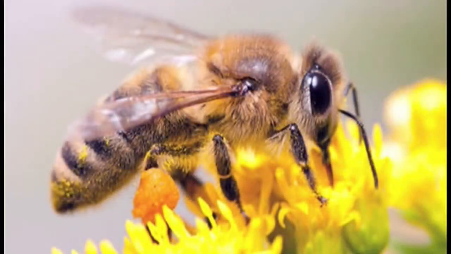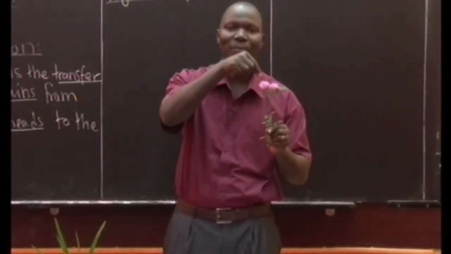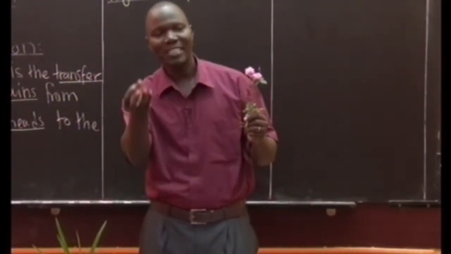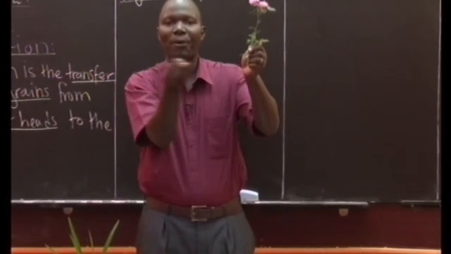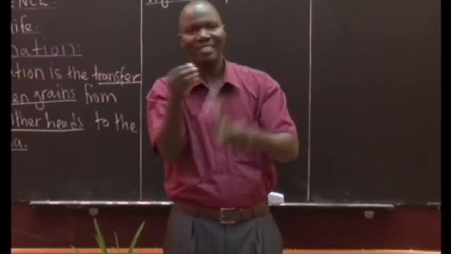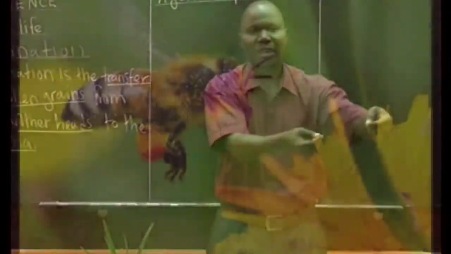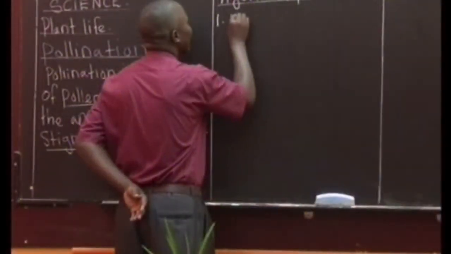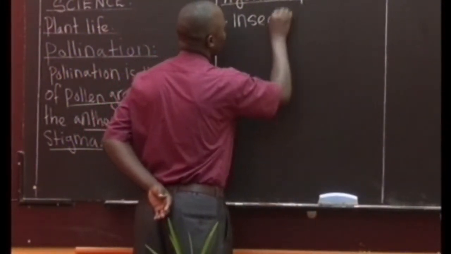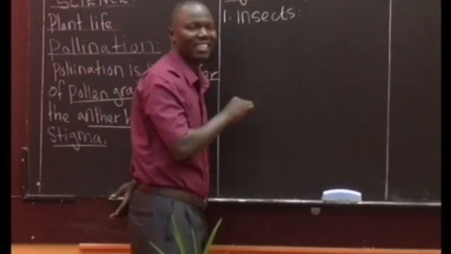Among them, there is one common friend called a bee. A bee is a good example of insects that pollinate flowers. A bee will come, fall on this flower, and as it moves away, the pollen will stick onto it. As it goes on to another flower, it leaves the pollen there. So, among the agents, we shall have insects.